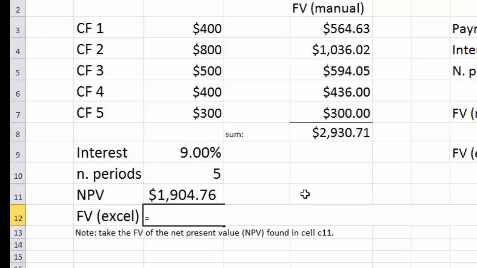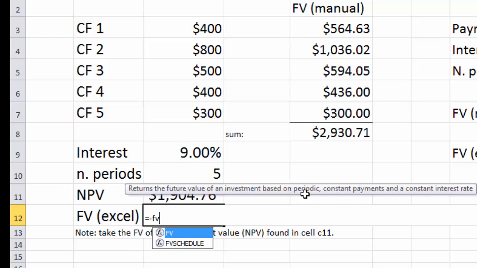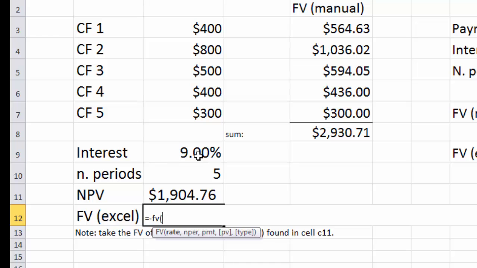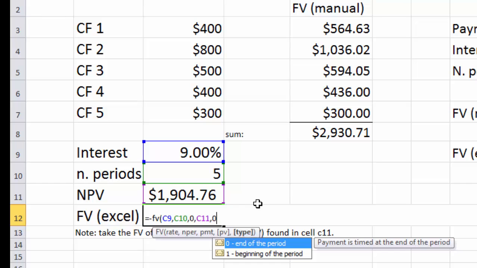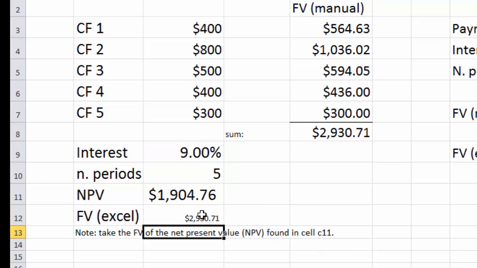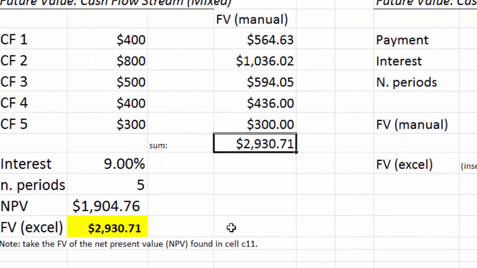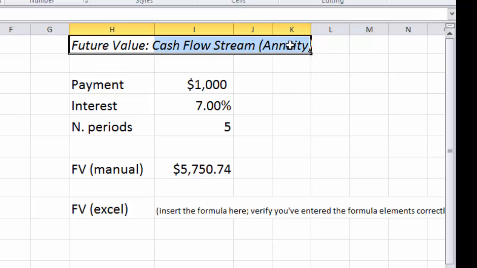Now let's do the future value in Excel. This is simply going to be, I'm going to put the minus sign in, the minus future value of the rate of 9%, number of periods of 5 right there, the payment. Here we've found a present value already, so we can put 0 in for that, and the present value is what we calculated. Type always 0, close parentheses, and lo and behold, we see that we have the value here, 2930.71. That equals what we calculated manually.